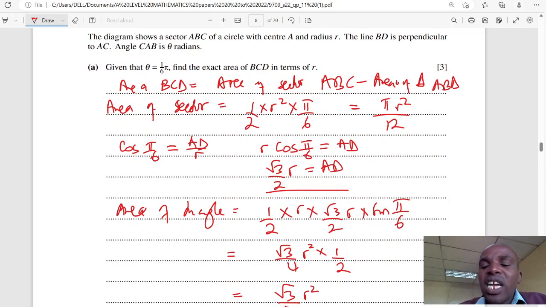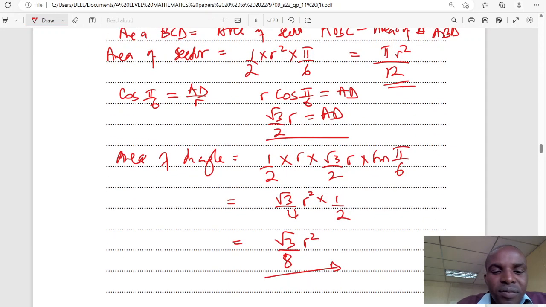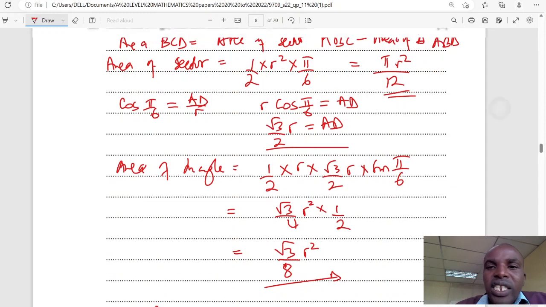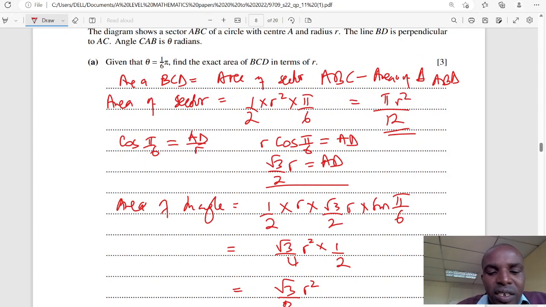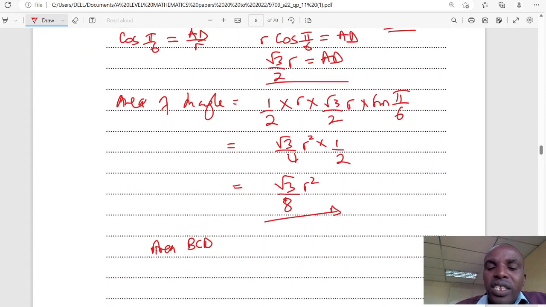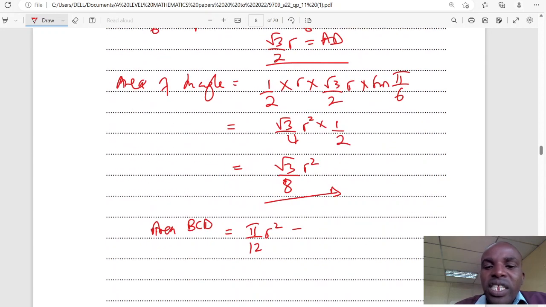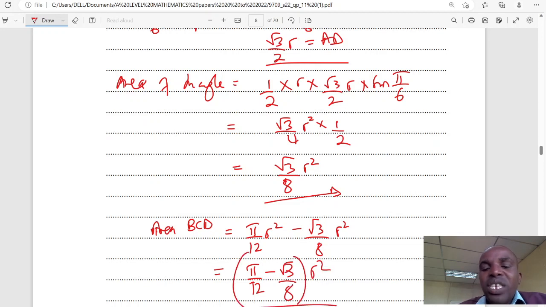Now the area of the shaded part. You say area of this sector, then area needed, that is area BCD, equals area of the sector, that is pi over 12 R squared, minus root 3 over 8 R squared. So you can factor out R squared over 12, then minus root 3 over 8, R squared. Then this will be the total area.